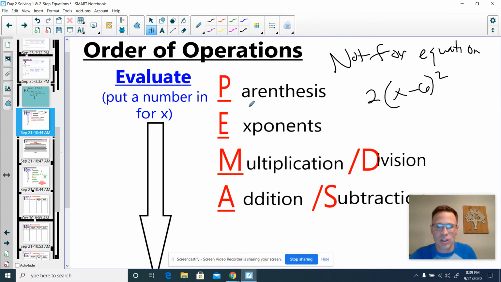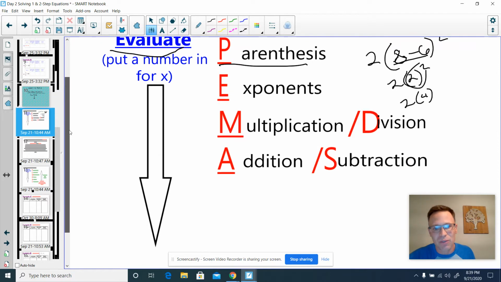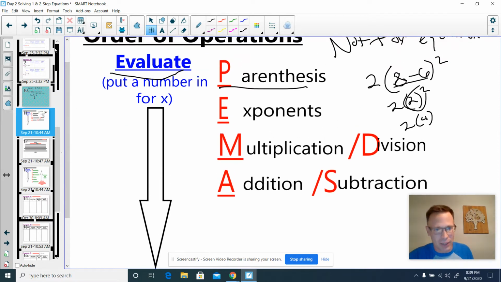For example, if I have 2 and then in parentheses I have x minus 6 squared, right? This is an order of operations problem where I would have to first do the parentheses and do the x minus 6. Let's say instead of x, let's just turn it into an 8. I would have to compute 8 minus 6 first in parentheses. That would give me 2 times 2, and then that's squared. Then I would have to do the exponents next to get 4, and then 2 times 4 would be the last thing that I would do. Remember, that is for evaluating expressions, simplifying expressions, and it is not for solving.